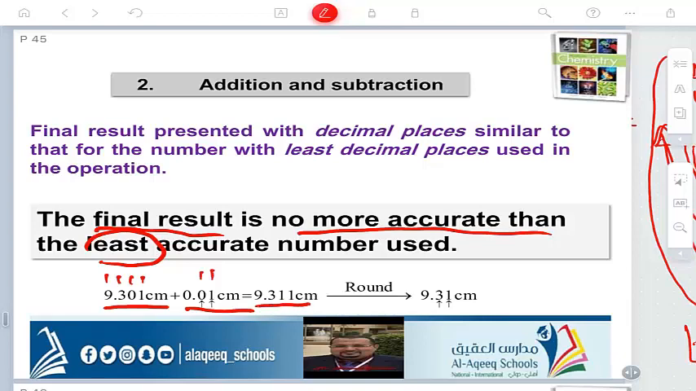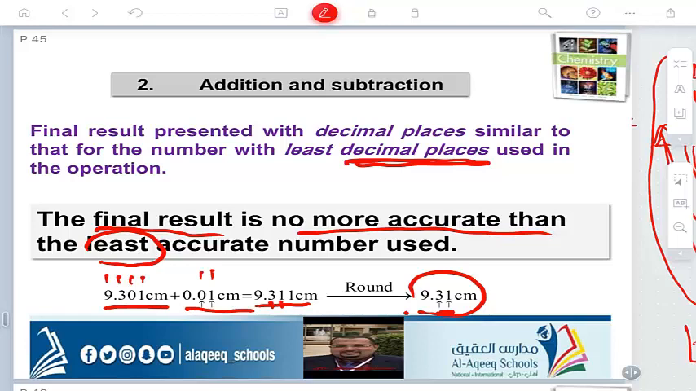The result is 9.311 centimeter. Round it into the form of 2 decimal places only. Not significant figures at this moment. It's called decimal places. It means we need to use the least number of decimal places for the result, 2 digits after the decimal. So the answer must be 3.1 only, and we have to cancel this one or round it into 1 because beside it is 1. So like this. Not significant figures.